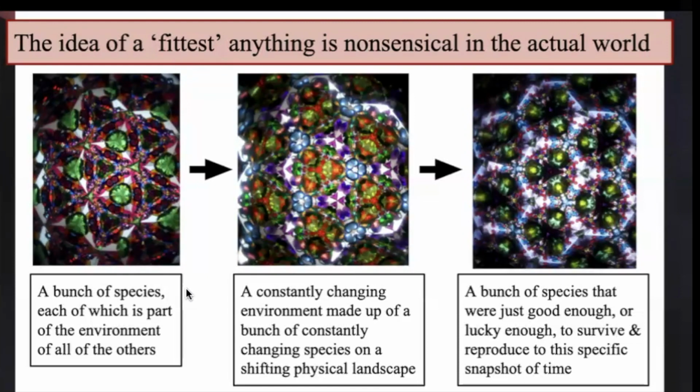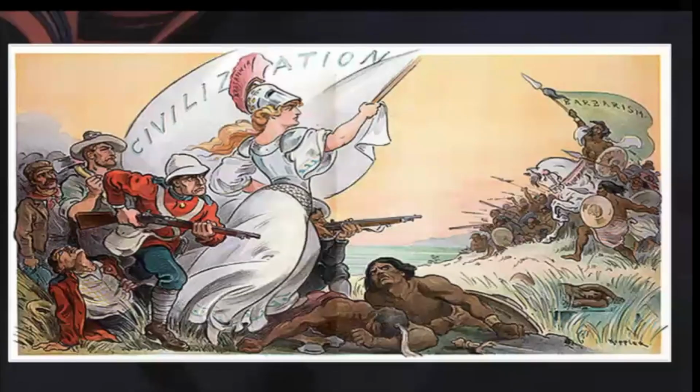Wherever you decide to start looking, you have a bunch of species, each of which is part of the environment of all of the others. And those are going to change in a constantly changing environment made up of a bunch of constantly changing species in a shifting physical landscape. And what you will end up with is a bunch of species that were just good enough or lucky enough to survive and reproduce to this specific snapshot of time.